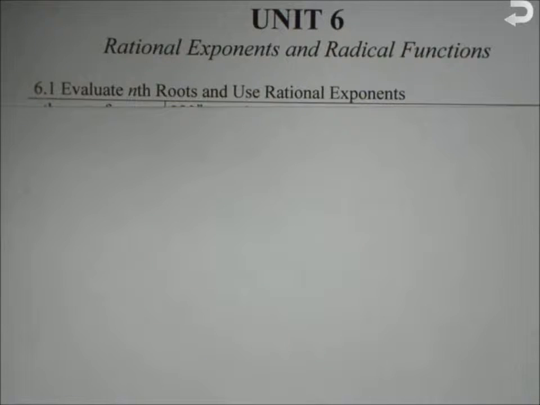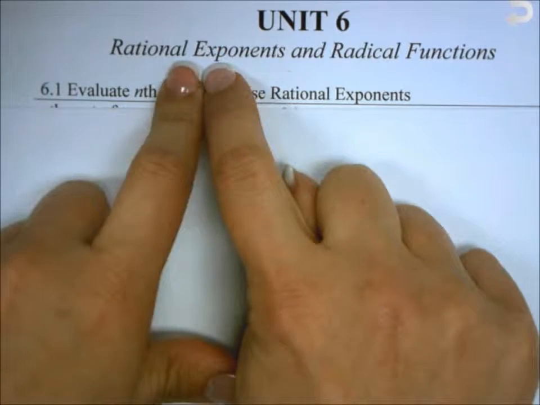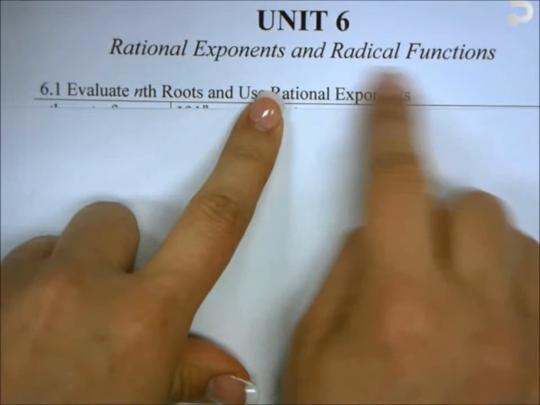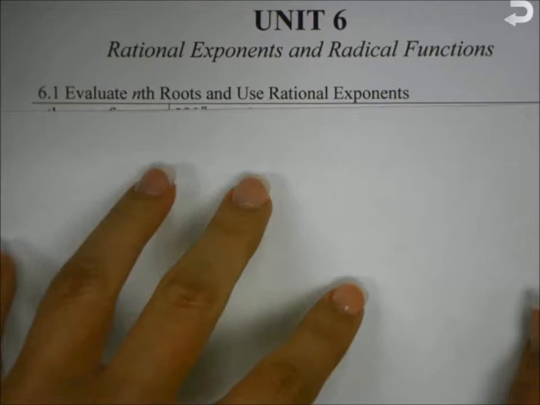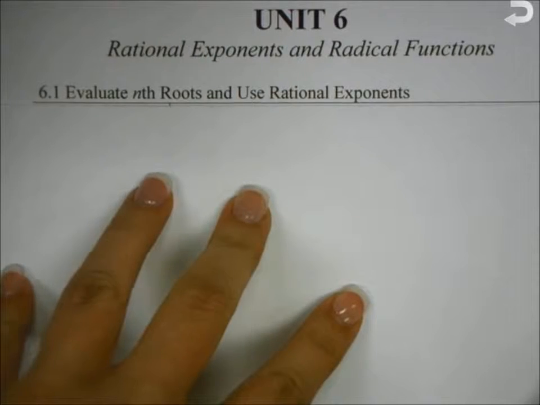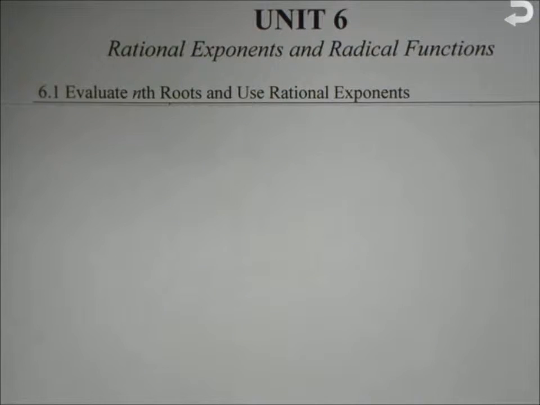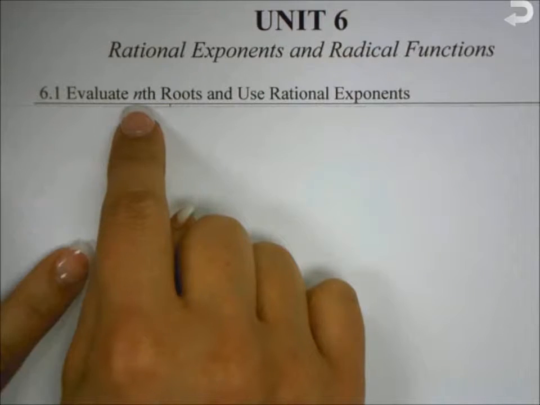So today we're starting Unit 6, and all of Unit 6 has to do, again, with rational exponents and radical functions. So we're still working with square roots, but now we're looking at how square roots and exponents are related. So today in 6.1, we're evaluating what we call nth roots using rational exponents.